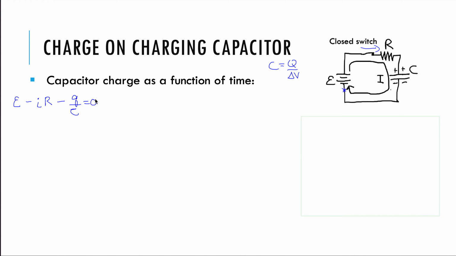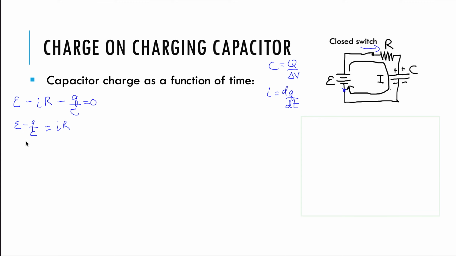And now we want to go ahead and solve for q, but we can't just get q by itself because we know that i also depends on q. For remember, the current is the derivative of the charge with respect to time. So we have to get all the terms that have i and q on one side and all the other terms on the other side. What we can do first is we can do E minus q over C equals iR. And let's go ahead and have a common denominator here, which is C.